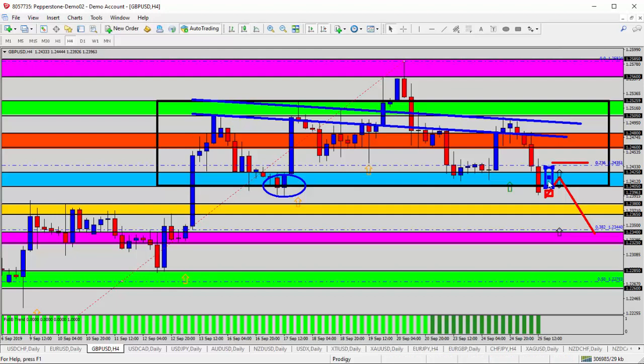So how do we do that? We wait for the full candle body underneath, on the 4-hour time frame at least, to get underneath the 1.24 level. And that gives us higher confidence that it's going to continue to go lower for the pound dollar today.